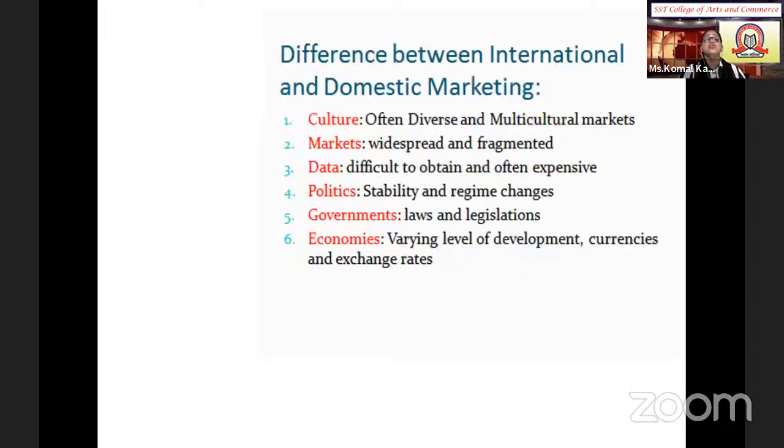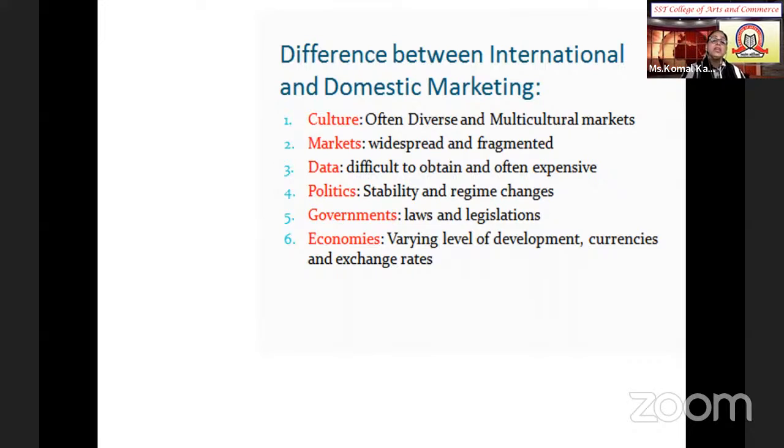Difference between international and domestic marketing. Culture. Culture is always diverse and multicultural markets are observed. Markets, widespread and fragmented. Internationally, markets are widely spread. After getting spread, those are fragmented data, difficult to obtain and often expensive to get the correct and complete data. Politics, stability and regime changes. Political stability has been observed to be unstable. Governments, laws and legislations, and modifications in laws and legislation are always a big hurdle for international marketing.